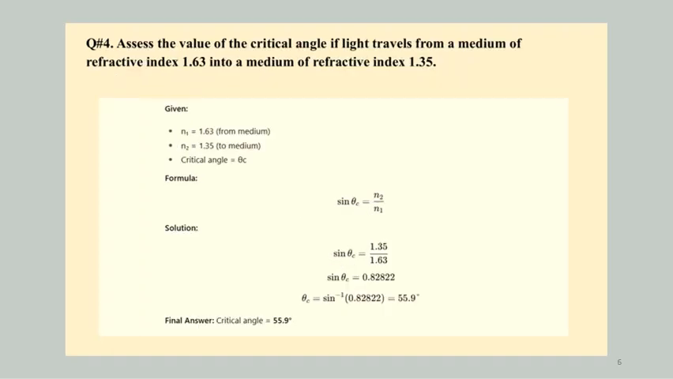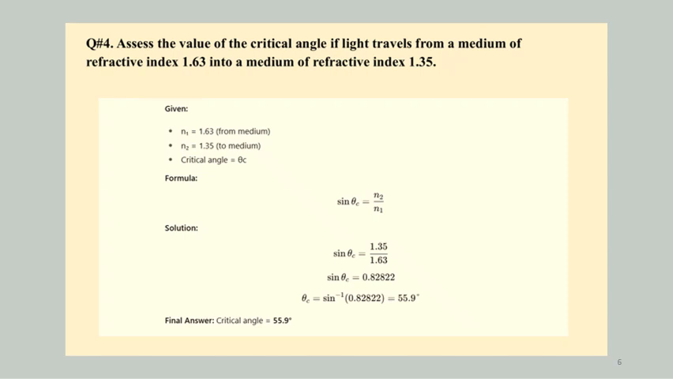Question 4. Assess the value of the critical angle if light travels from a medium of refractive index 1.63 into a medium of refractive index 1.35. Critical angle means the minimum angle of incidence at which light just grazes along the boundary and does not enter the other medium. Here light is moving from a medium with refractive index 1.63 to another medium which has refractive index 1.35.